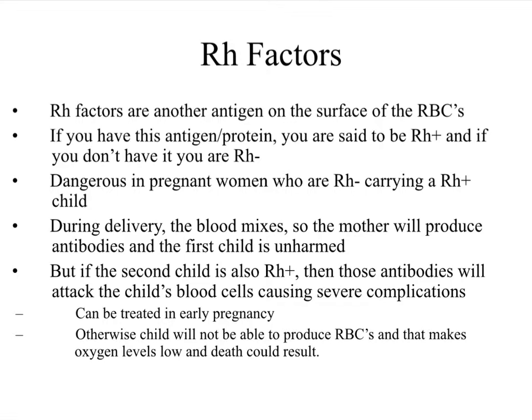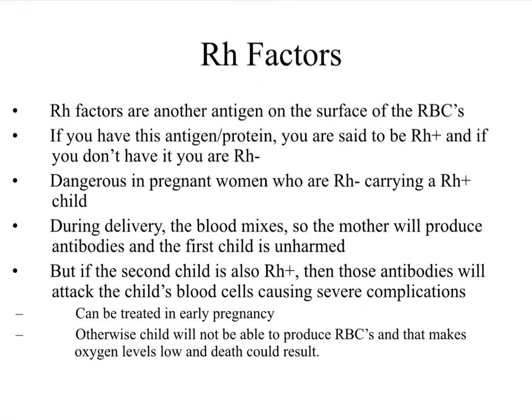All right, so there's something else on the surface of the red blood cells. There's another antigen present, and they're called RH factors. If you have this extra antigen, which is a protein, on the surface of your red blood cells, then you are considered to be RH positive. And obviously, if you don't have it, then you are RH minus.